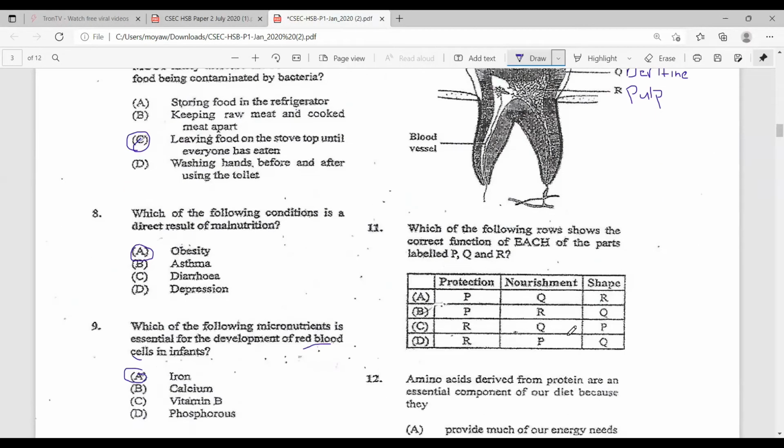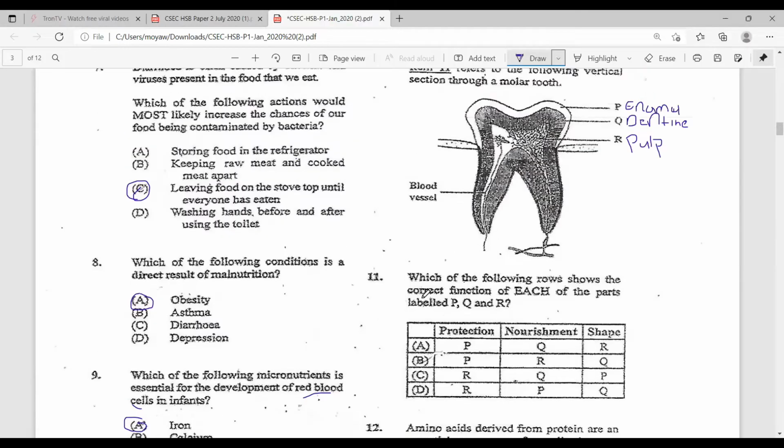So now they're asking based on the function. So they have protection, nourishment, and shape. We all know that the enamel is for protection. So P is for protection. The only two that have P for protection are A and B. And for nourishment, it has to be where the nerves are, which is in the pulp cavity. So it's going to be PR, and then the dentine, which is Q, is responsible for the shape. So the best option in here would have been B.